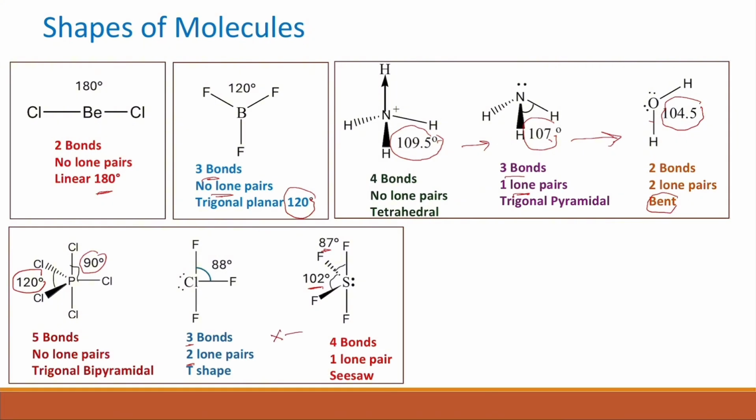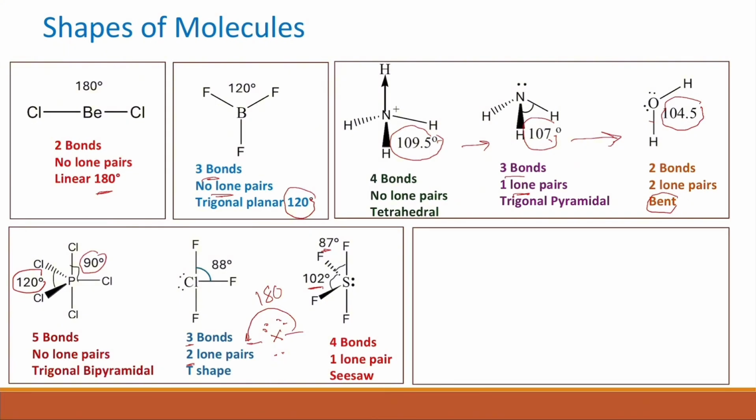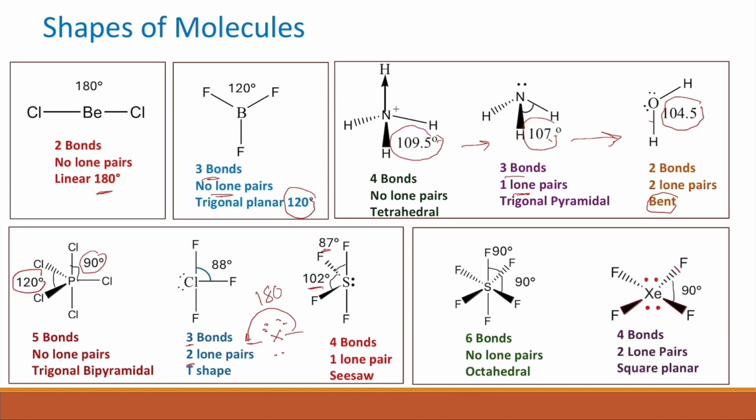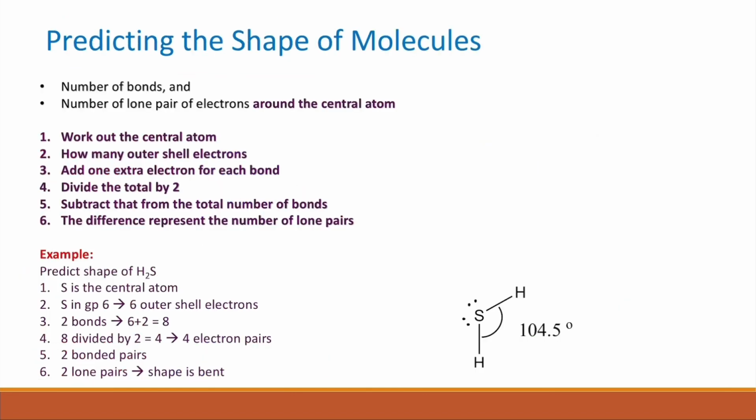So this is the central atom. There are two bonded pairs and we have three lone pairs. Then the shape is going to be again linear with a bond angle of 180. And then finally, if we have six pairs, we could have six bonds and no lone pair. It's going to be octahedral and the bond angle is 90. And we could have four bonds and two lone pairs. It's going to be square planar and the bond angle is going to be 90.